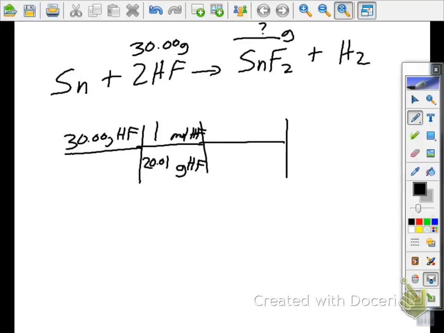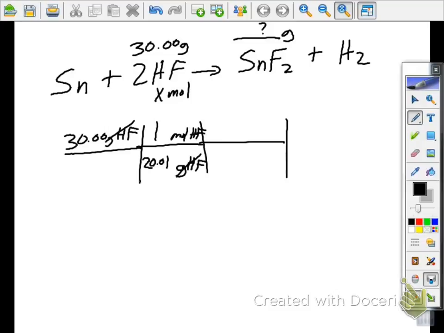So if your students get lost along the way and they're not sure what the next step is on these problems. So right now I'm here and I've got moles. If I would stop right now, that would be my answer. Okay? So I need to eventually get over to grams. So what's the next step? Go to moles of SnF2. Yeah, I got to go to moles of SnF2. So I've got to do a mole ratio.